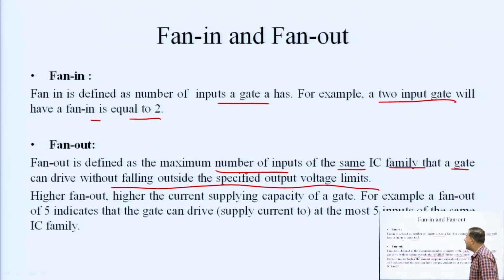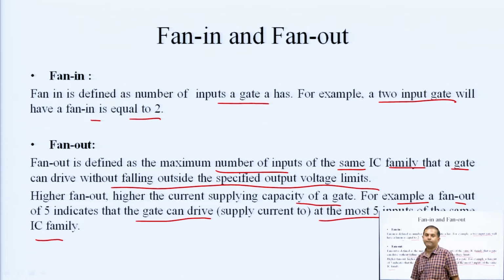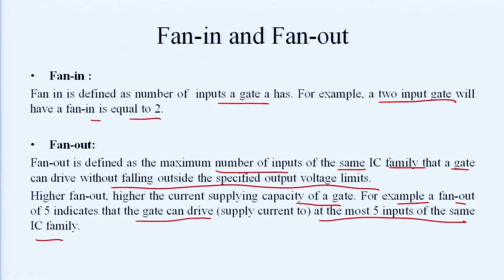Higher fan out, higher the current supplying capacity of a gate. For example, a fan out of 5 indicates that the gate can drive at most 5 inputs of the same IC family. This is very important. If any device has a fan out of 5, what does it define? It defines that the gate can drive at most 5 inputs of the same IC family.